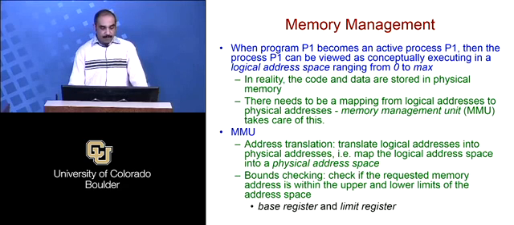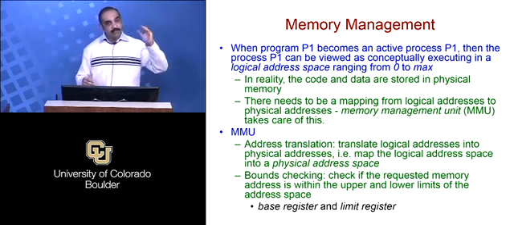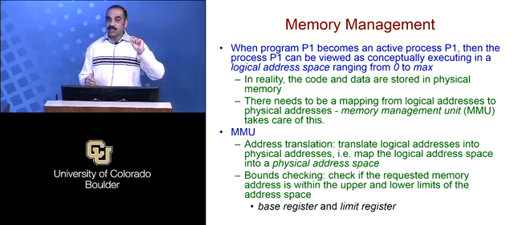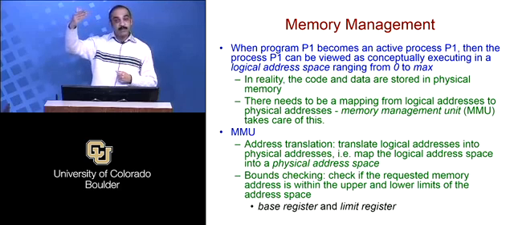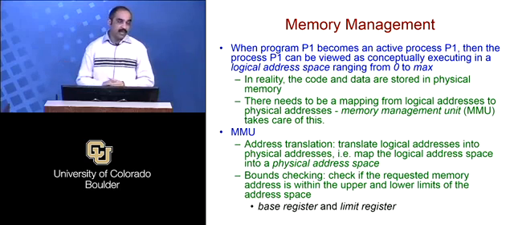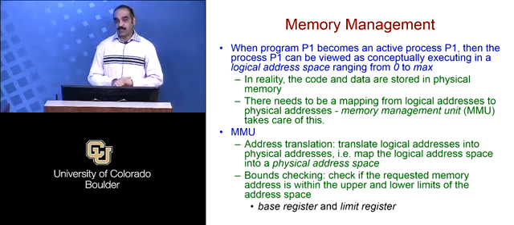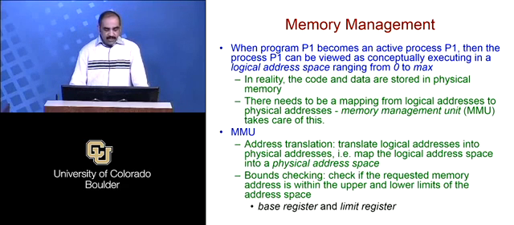It also does some bound checking. When it gets a logical address, it makes sure that this logical address actually belongs to this process, that is, it is between 0 and max. If an address is outside that range, that is what will cause something like a segmentation fault in your program. In order to do this bound checking and translation, computing architectures provide two special registers. One is the base register, and the other is the limit register.